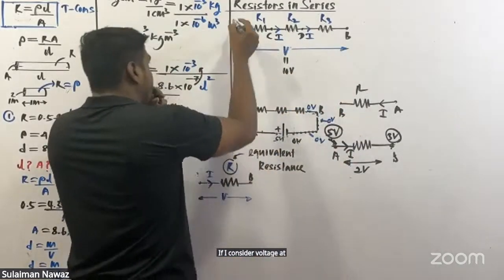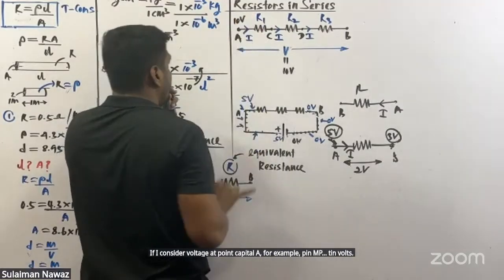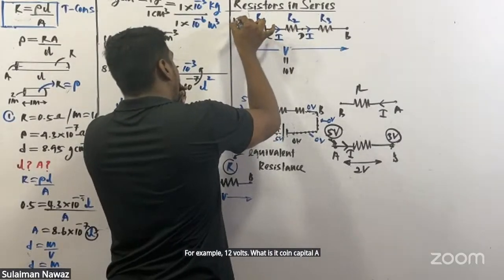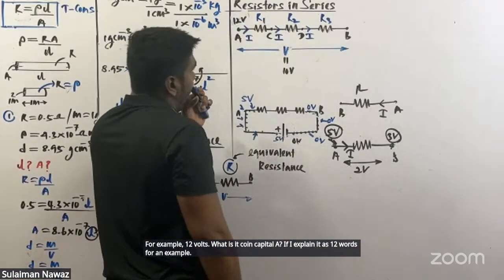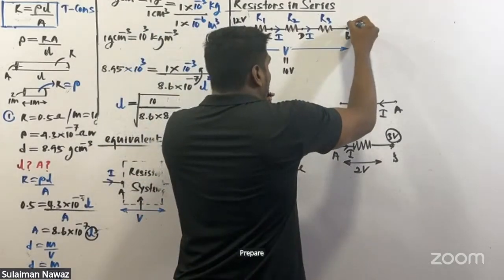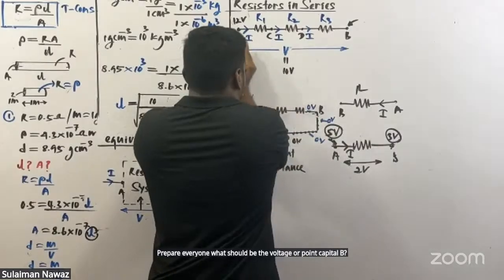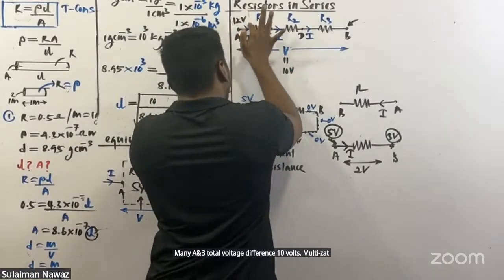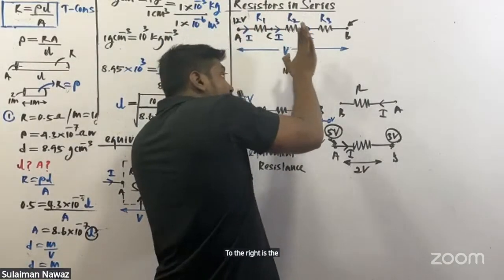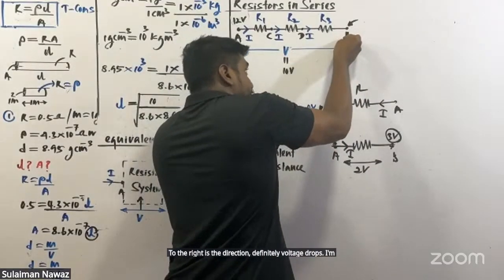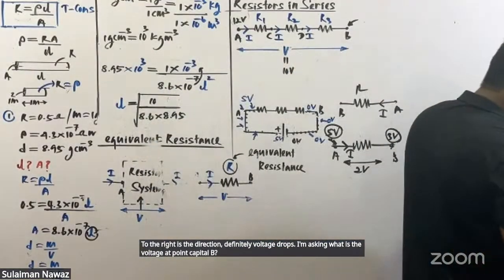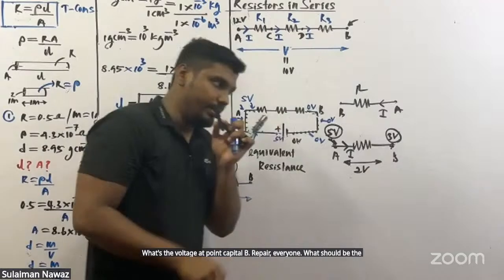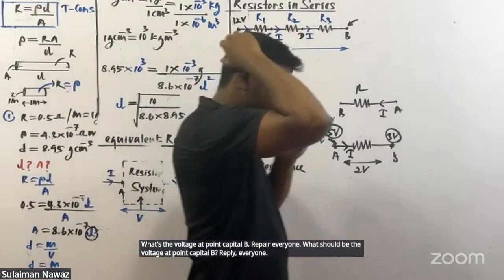So for an example, if I consider voltage at point capital A as 12 volts, reply everyone, what should be the voltage at point capital B? Between A and B, the total voltage difference is 10 volts. Voltage at point capital A is 12 volts. In the right side direction, definitely the voltage drops. What is the voltage at point capital B?